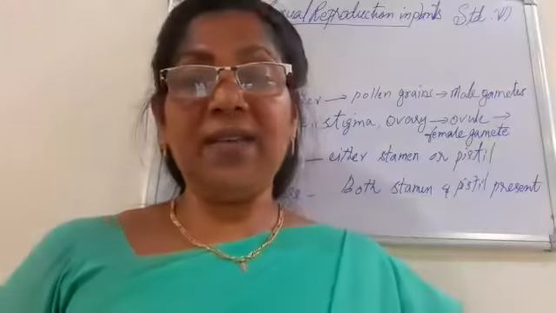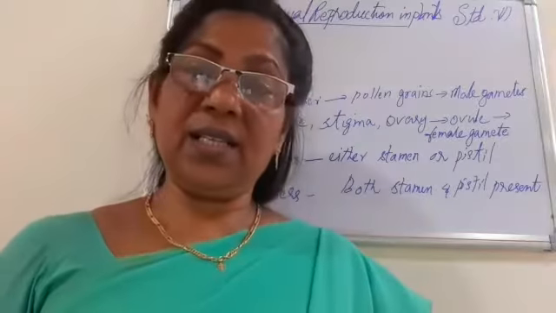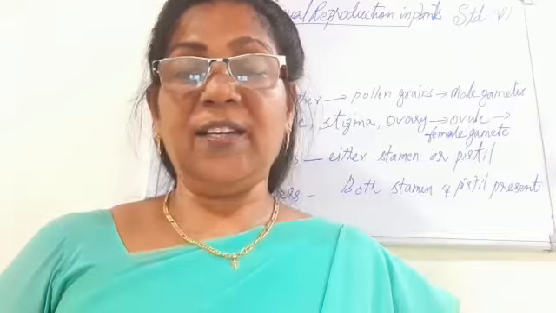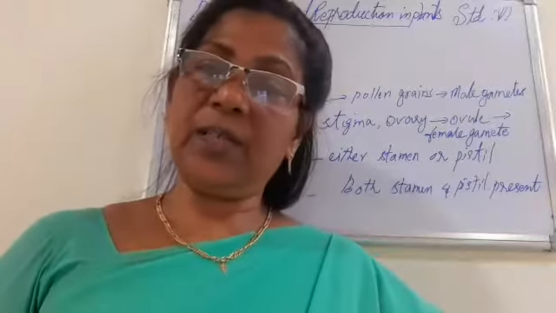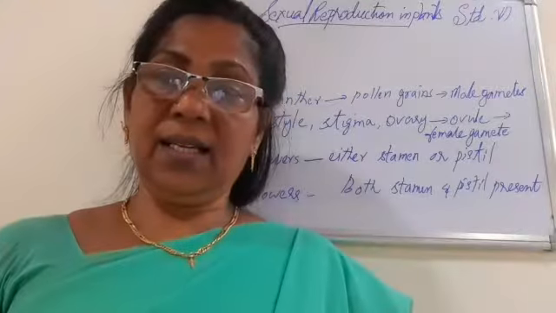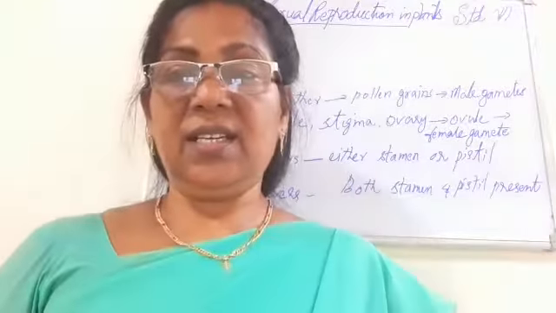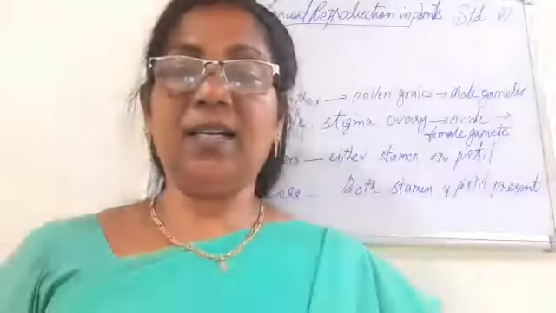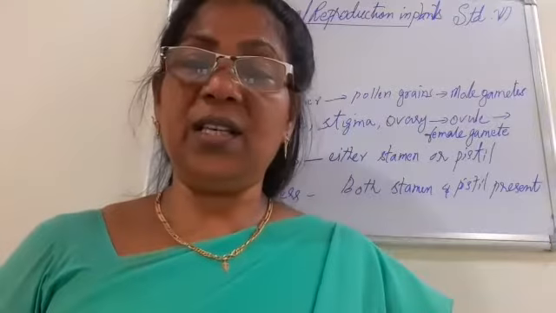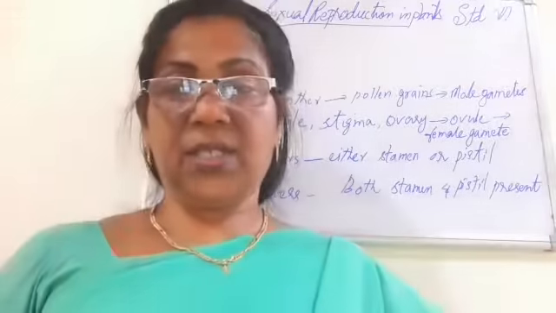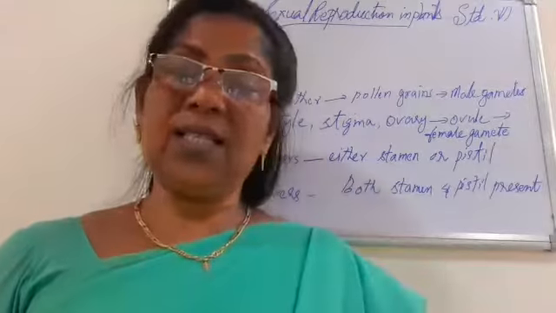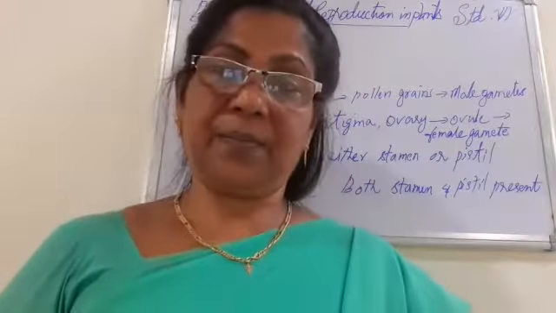Children, in the previous class we had discussed asexual reproduction in plants. What are the different modes of asexual reproduction? Vegetative propagation, budding, fragmentation and spore formation are the different asexual methods of reproduction in which new plants are produced. In this class we are going to study sexual reproduction in plants.